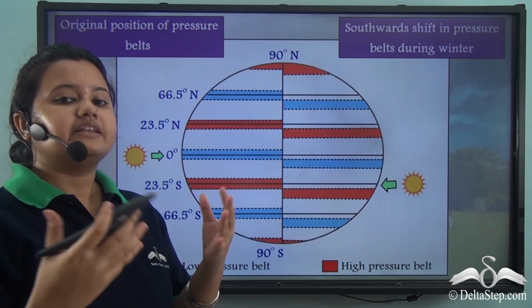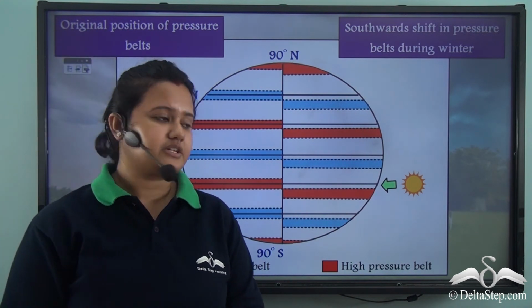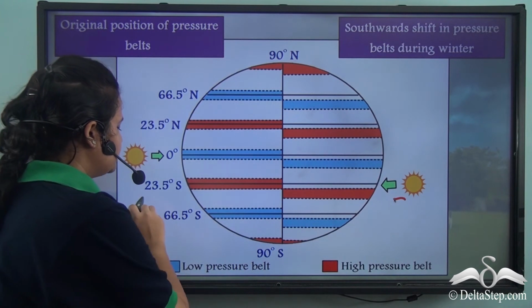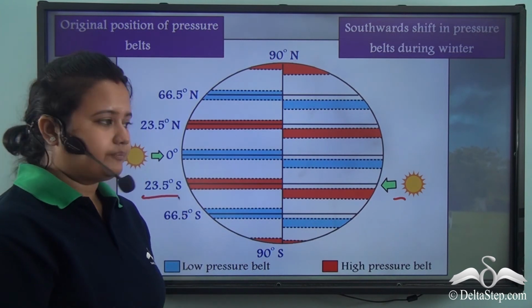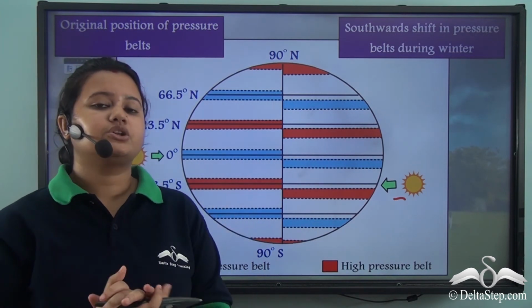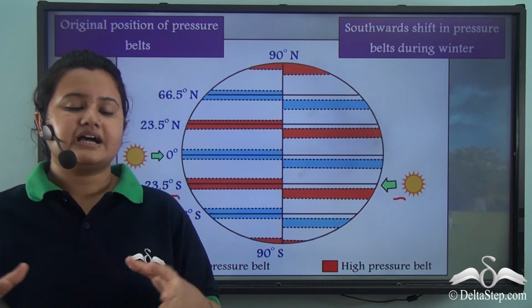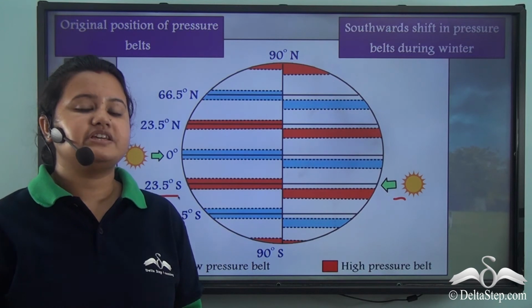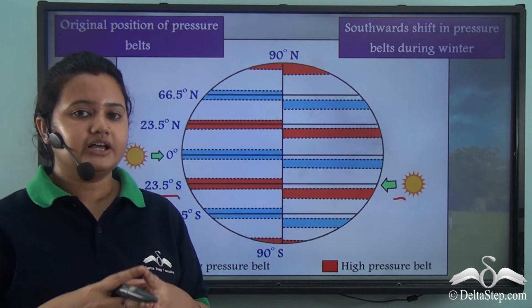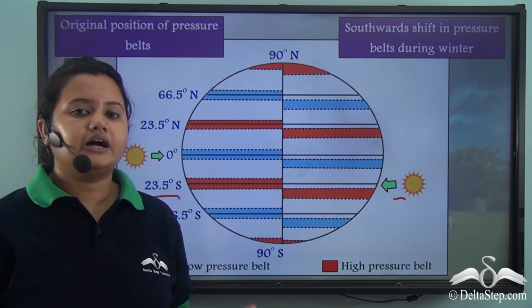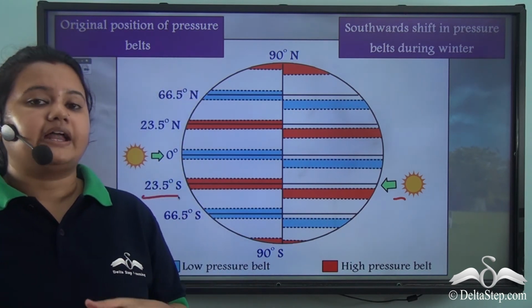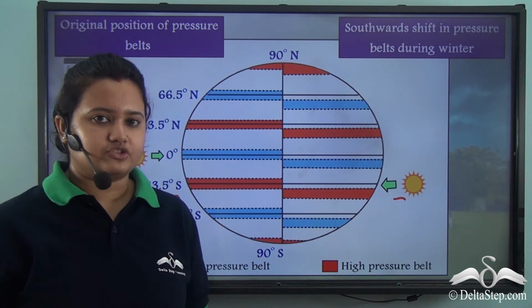During winter, the conditions get reversed. The sun is vertical over Tropic of Capricorn. So this particular latitude gets heated up intensely. This latitude receives maximum rays of the sun compared to the other latitudes. As a result, the temperature and pressure conditions change.